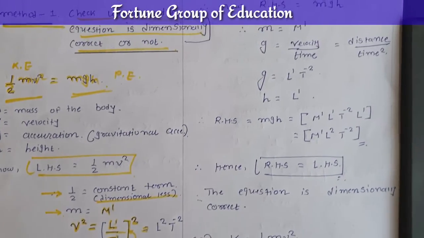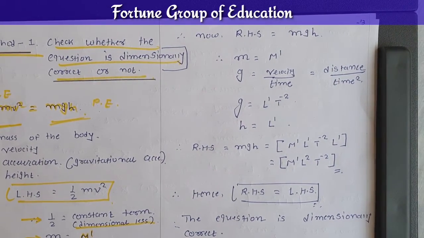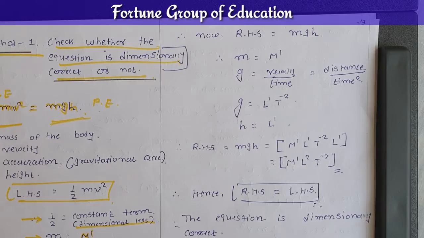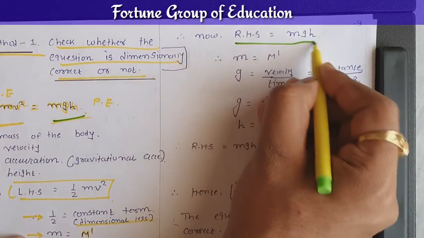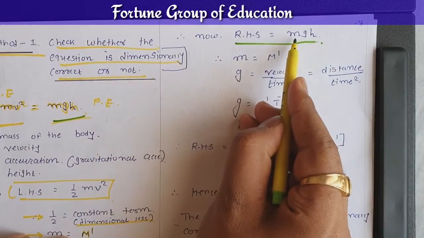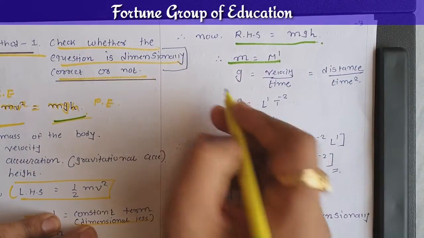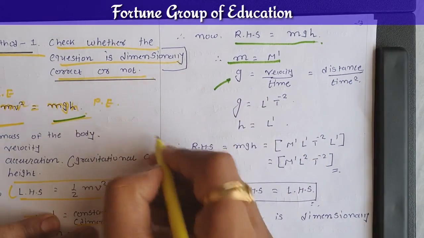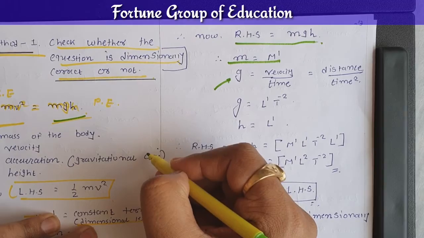Now from the second part, we have to discuss our right hand side. So what is our right hand side? Our right hand side is mgh. Right hand side equal to mgh. The first, m, is known as mass. g is the gravitational acceleration. What is g? g is known as the gravitational acceleration, and we have to represent it.